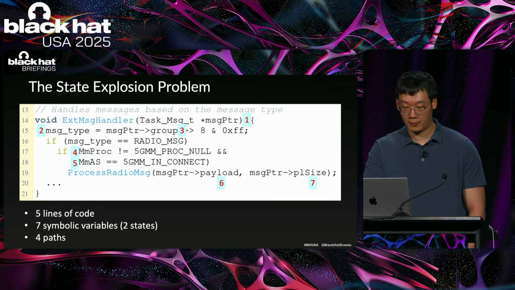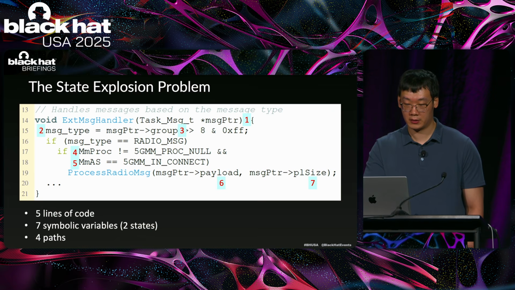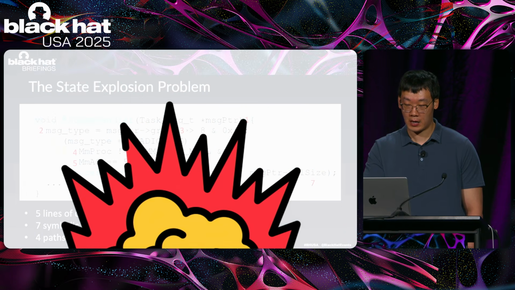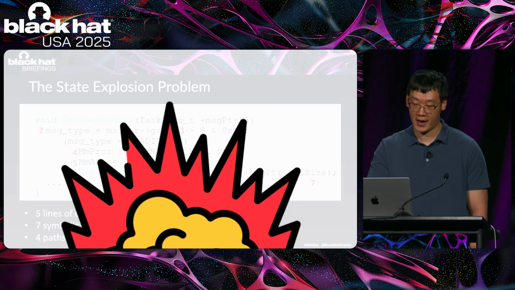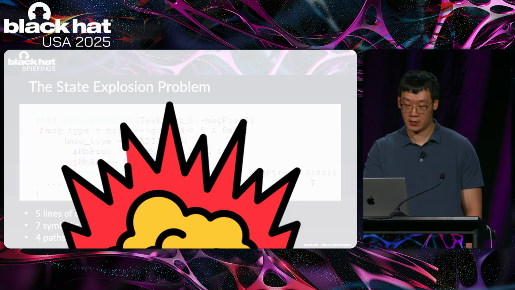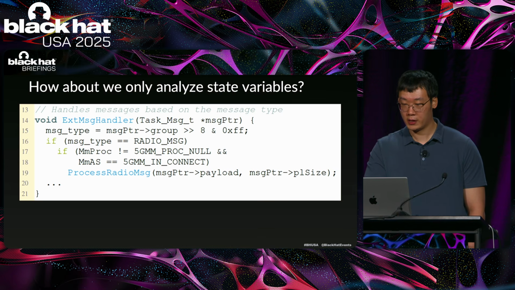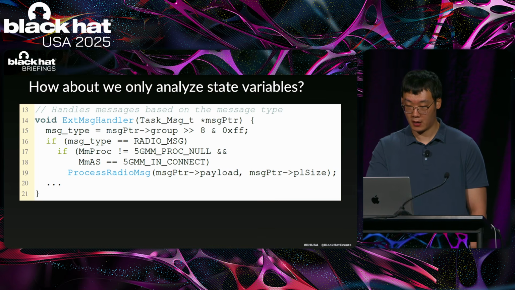So when being applied to real code, when there are hundreds of state variables and even more variables in a task, and it requires, I think, a dozen state variables just to reach the function at line 19, it just faces what we call a path explosion problem. There'll be too many variables made symbolic, too many execution paths, and the analysis cannot even yield any meaningful result. So a simple solution would be, what if we only make these state variables symbolic?